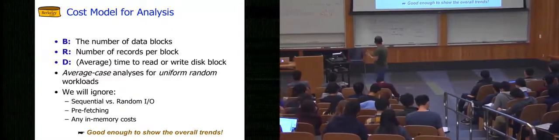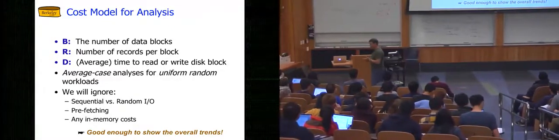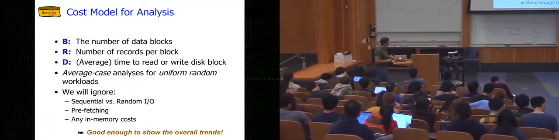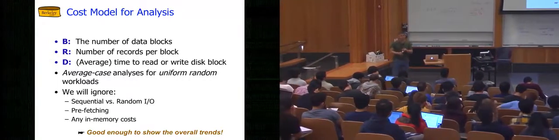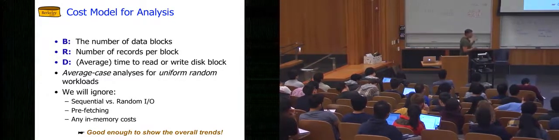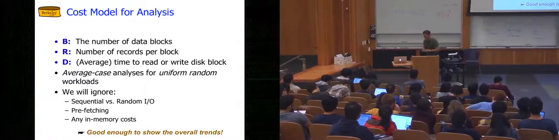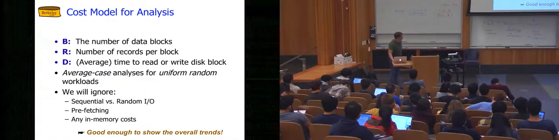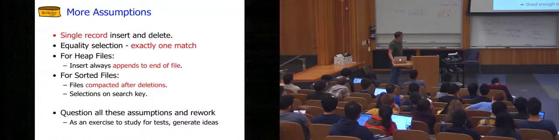So we're ignoring sequential versus random I/O. We're going to ignore any optimizations for prefetching. We're going to ignore any in-memory costs. So CPUs are infinitely fast and free in this assessment. But this is still going to be good enough to give us a sense of things. You can definitely come back and visit all this stuff later.